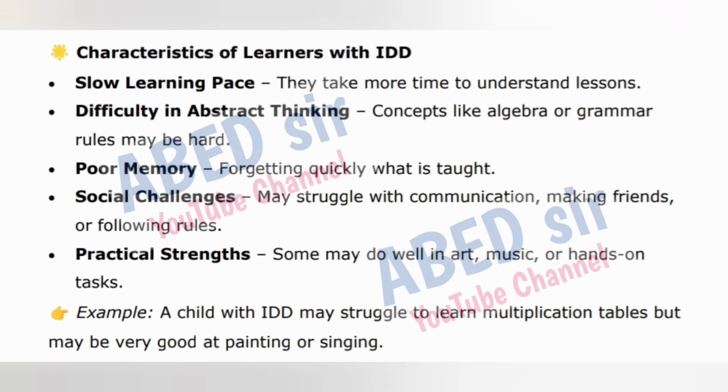Characteristics of learners with IDD. Slow learning pace, they take more time to understand lessons. Difficulty in abstract thinking, concepts like algebra or grammar rules may be hard. Poor memory, forgetting quickly what is taught. Social challenges, may struggle with communication, making friends, or following rules.